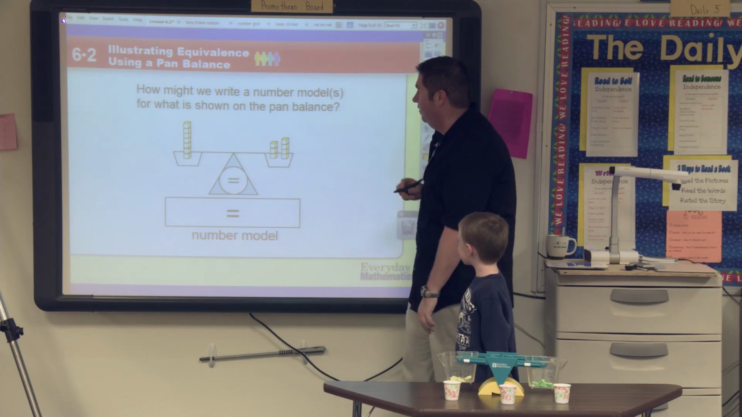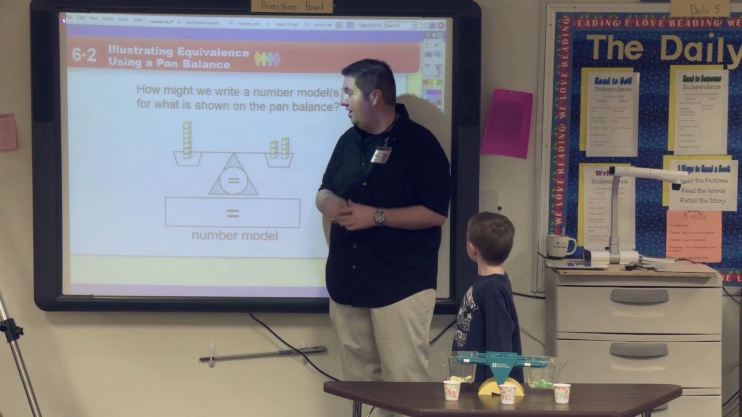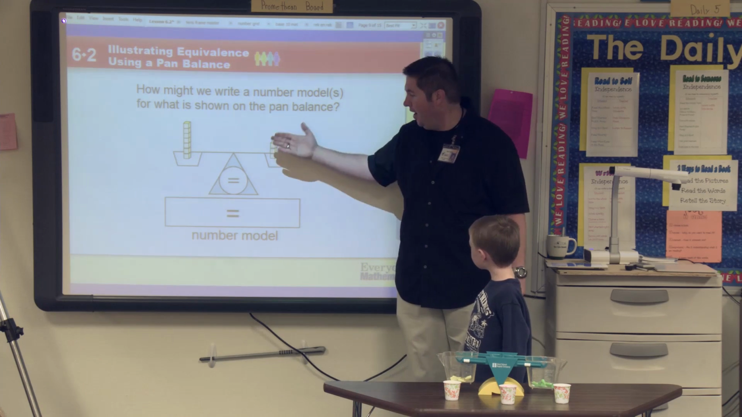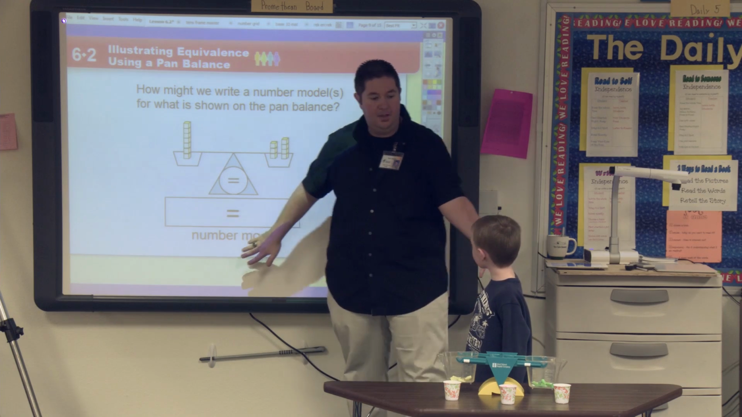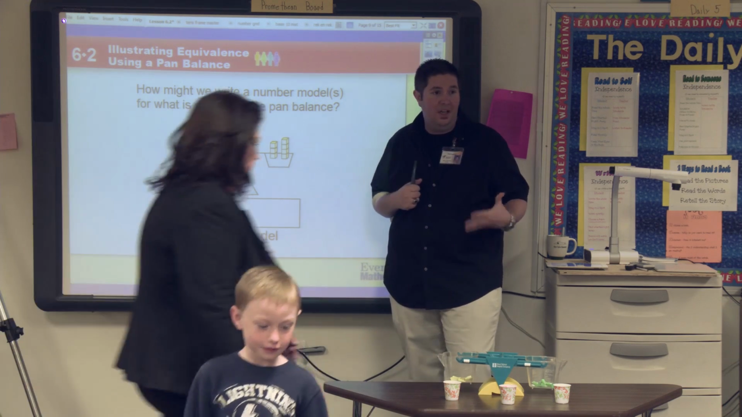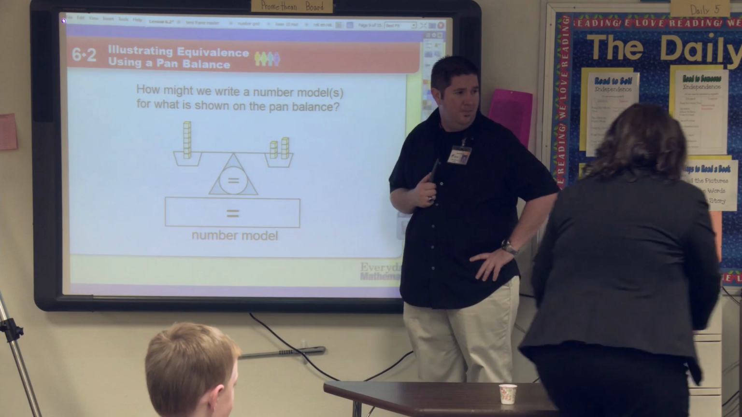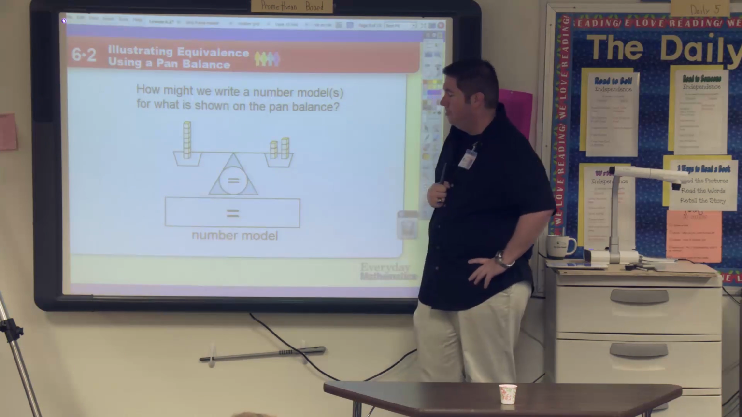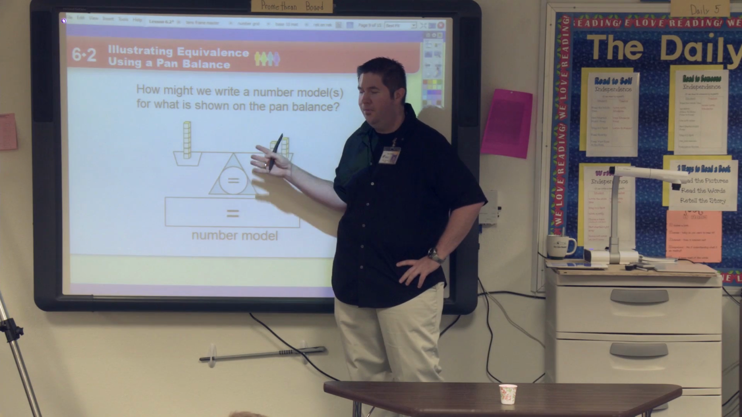All right, next one. So I took Casey's problem here and I said, here's 7, and I put it as blocks up here. So how would I write this as a number model then? Because I used our manipulatives to help with our problem. What would that look like in a number model? So how would I write the number model for the pan balance?